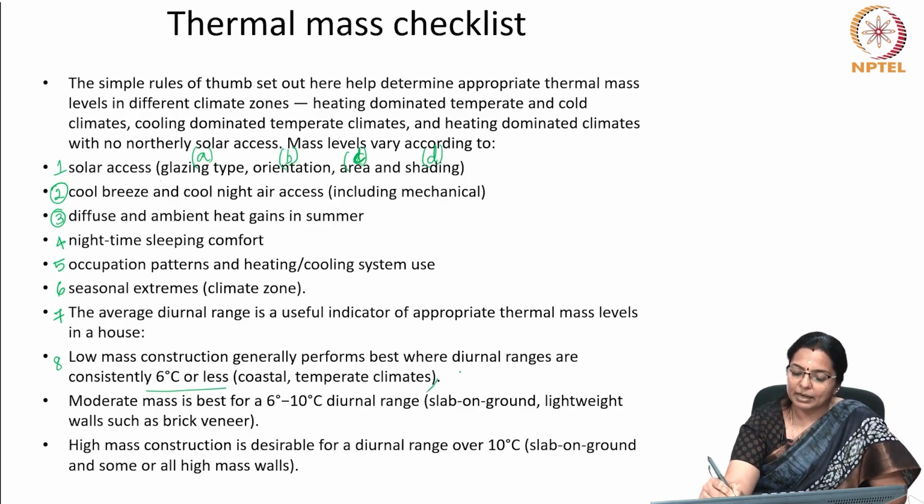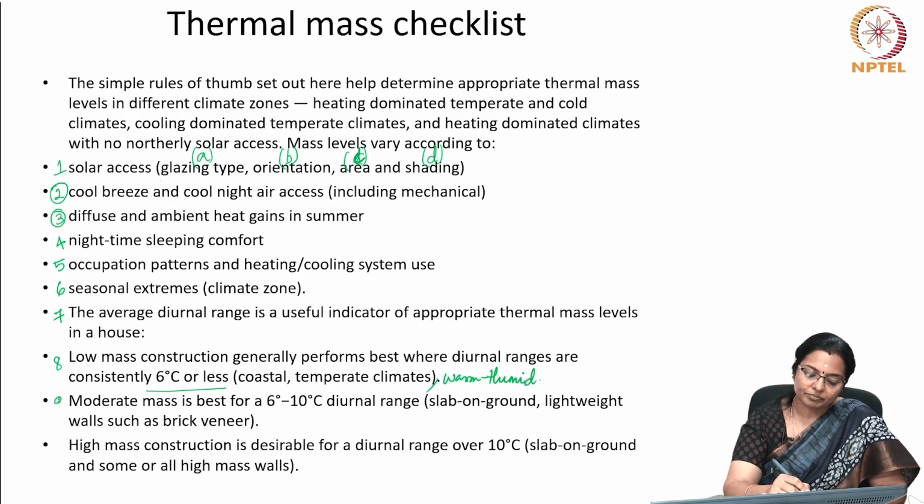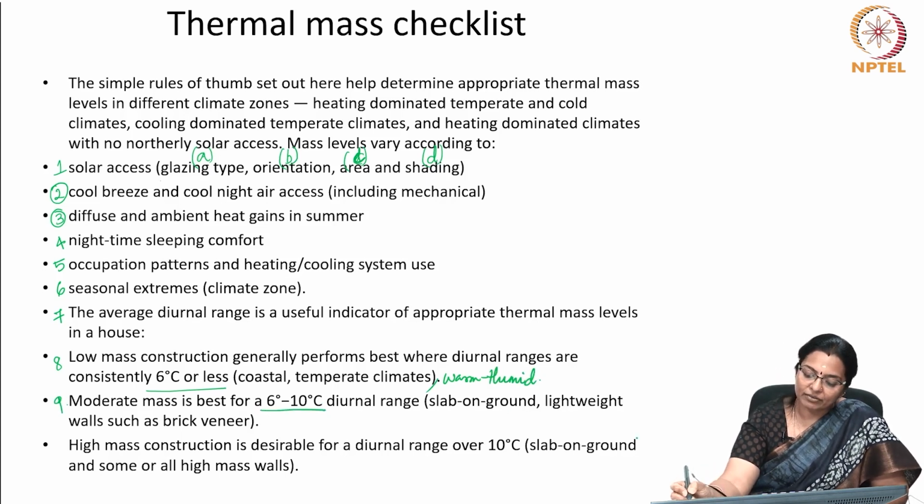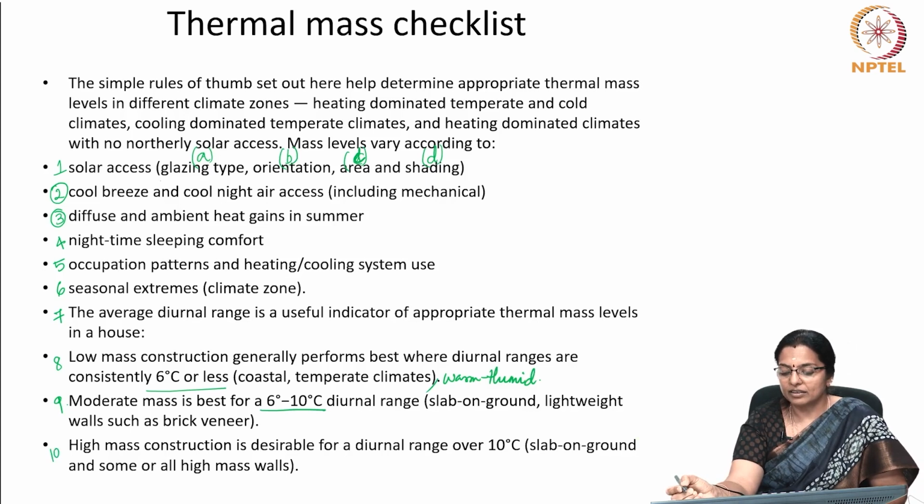Coastal, temperate climate, warm and humid. These are the most appropriate climate types. Moderate mass is best for 6 degrees to 10 degrees diurnal range. Slab on ground, lightweight walls such as brick veneer. Whereas high mass construction is desirable for a diurnal range of above 10 degrees centigrade, like slab on ground and some or all high mass walls.